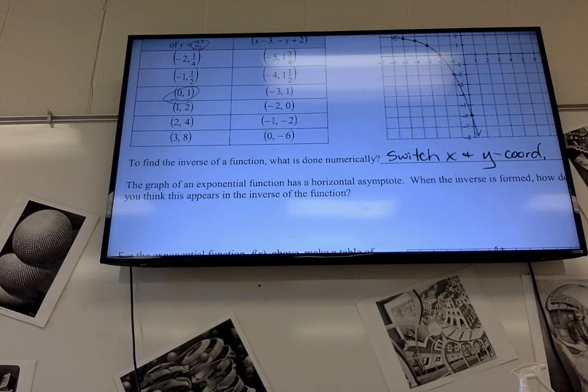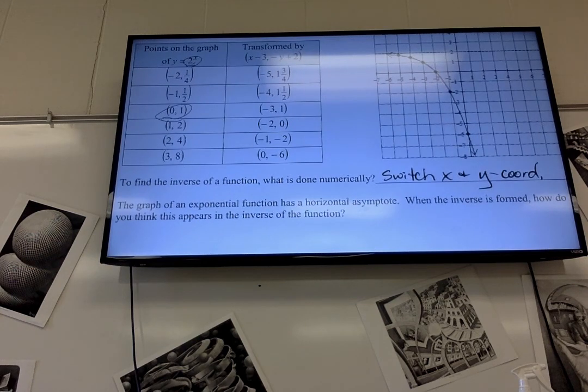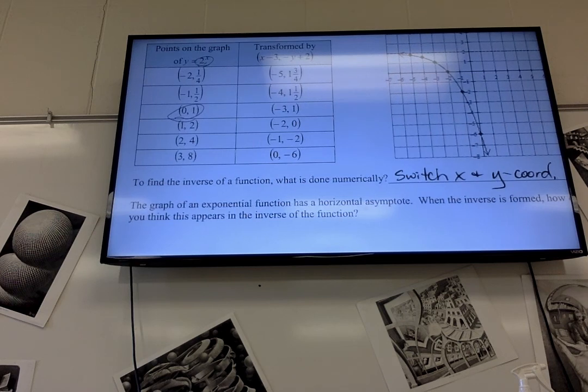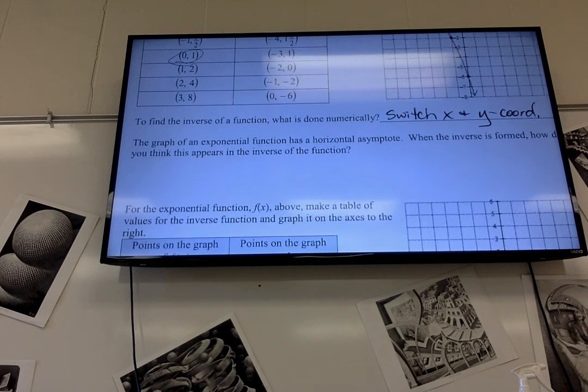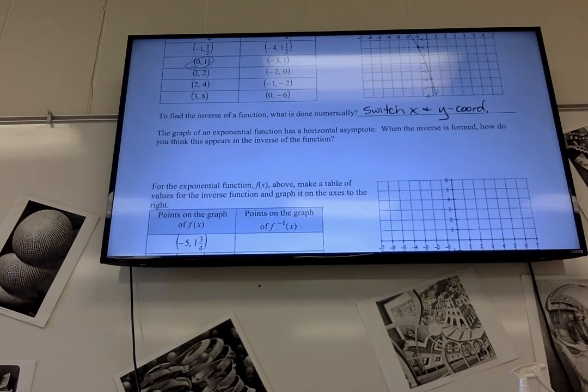All exponential functions had horizontal asymptotes. Like this one, it was at 2. It's a horizontal asymptote. If we did the inverse, what do you suppose is going to happen if you inverse a horizontal asymptote? It becomes a vertical. Yeah, that's exactly what's going to happen. So logarithms, when we graph them, are going to have vertical asymptotes.